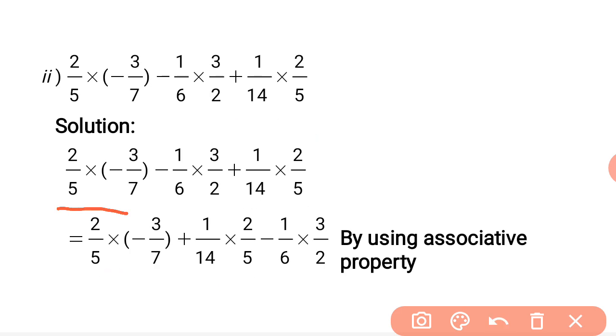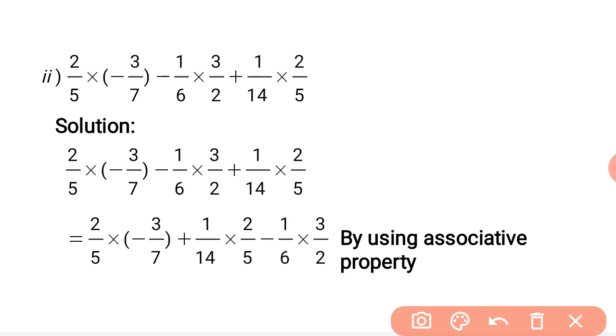Now children, we have to concentrate on the first and the second term of the second step. Children, 2 by 5 is common. So in the next step, we are going to take that 2 by 5 common. What will be inside the bracket? Yes, it is minus 3 by 7 plus 1 by 14. And what about the third term? 3 and 6 get cancelled out, so you can solve that out also.